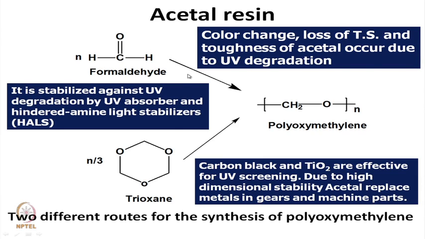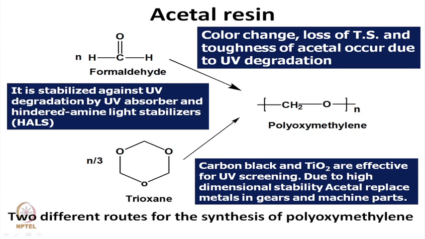Basically, this acetal resin is called polymethylene oxide or polyoxymethylene, (CH2O)n. It is actually a polymer of formaldehyde or trioxane. The formula of formaldehyde is very simple, HCHO. It can be polymerized to form polymethylene oxide, and it can also be prepared from trioxane. Two different routes are there, the formaldehyde route or the trioxane route, for the synthesis of polyoxymethylene.